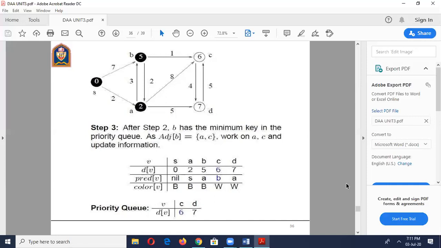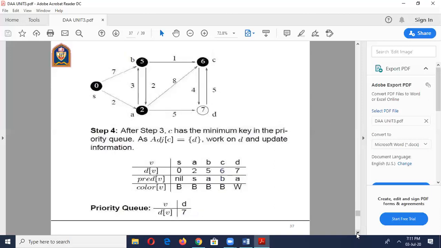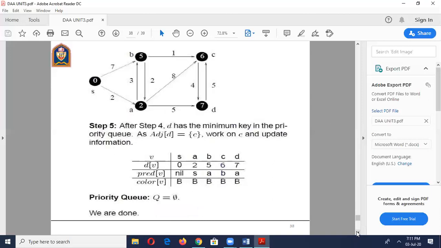So here dV for S is 0, nil and black. For A it is 2, pre-order is S and color is black. For B the value is 5, pre-order is A and color is black. The value of C is 6 and pre-order for C is B, since B is adjacent for C, and color is white. D is already white, its value is 7. So in the queue they will be given as C, D. Next slide, sir.